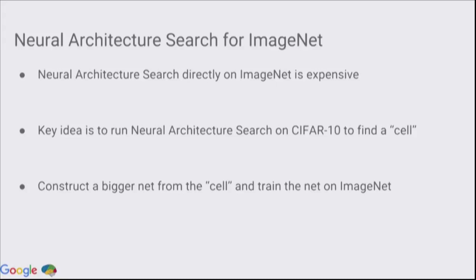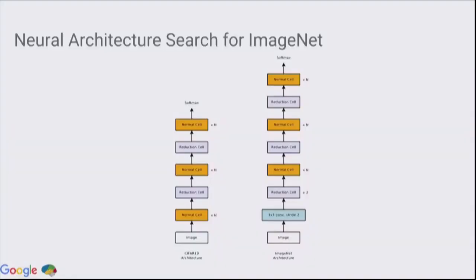So instead of running neural architecture search to find the configuration for the entire neural network, we find a layer. And then once we have the layer, we can actually replicate it many times on a bigger dataset. So here's the way it works. On the left, you see an architecture that we manually constructed for CIFAR-10. And in this network, we have two kinds of cells, normal cell and reduction cell. A normal cell is like a normal layer, and a reduction cell is like a pooling layer.